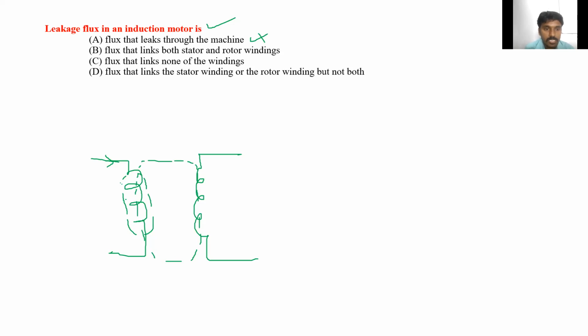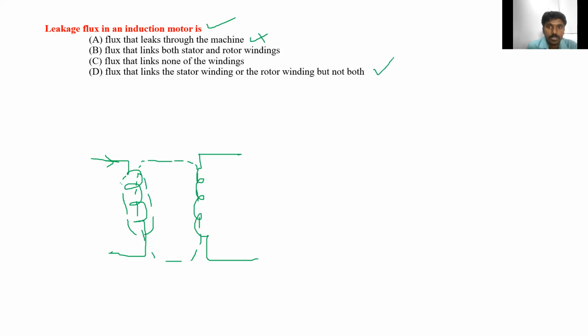Losses ज़्यादा हो जाएगा, efficiency कम हो जाएगी. इसलिए leakage flux को reduce करना जरूरी है. क्योंकि लीकेज फ्लक्स से क्या होता है, whatever the EMF we are getting at the secondary winding, that magnitude will decrease. So that's why leakage flux is not touching the secondary winding.